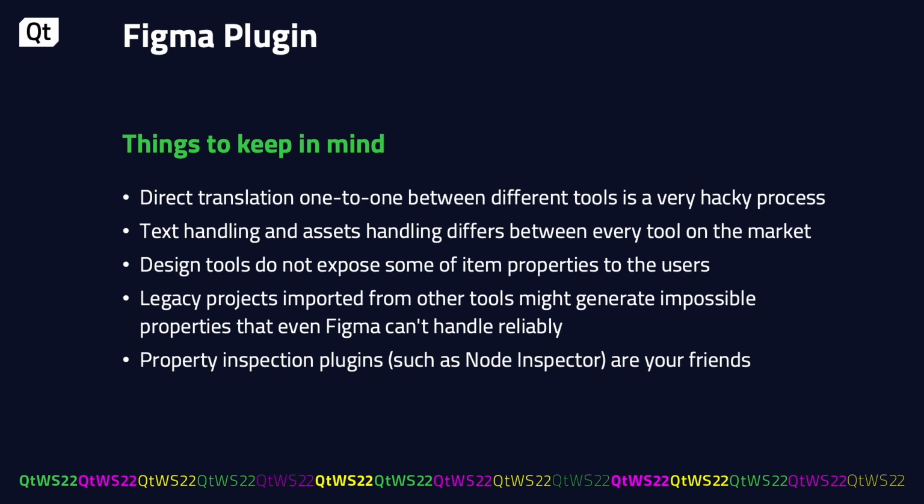Some projects, especially those that are imported to the current design tool from any other design tool or had some sort of automatically generated parts, might contain impossible properties that even the current design tool cannot handle. For example, users started their project in Sketch and eventually moved to Figma.